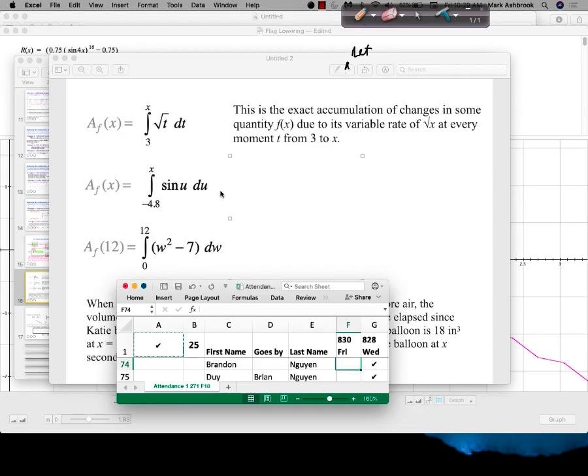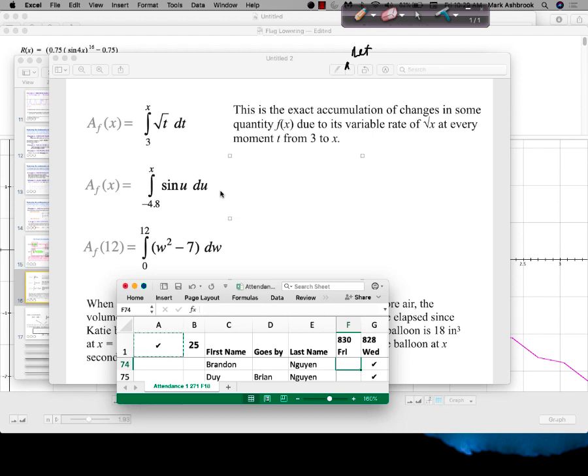Go. Stating it just verbatim, you'd say this. This is the integral from negative 4.8 to x of sine u du. All right, so we can all say the integral from negative 4.8 to x of sine u du. But then what does that mean, Brandon? What do you think?